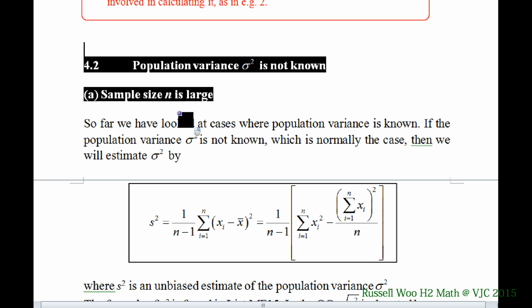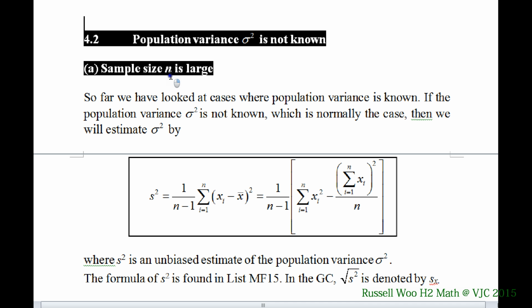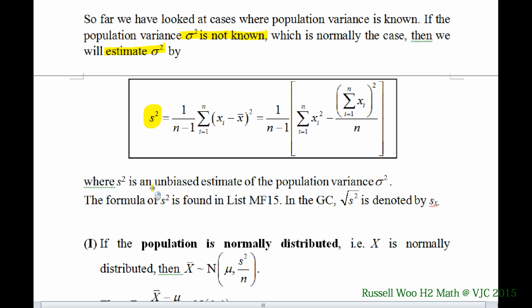So now, look here. If it is unknown, we can estimate sigma squared using our friend, the unbiased estimate. That's all. Because n is large, it's a very good estimate. Follow? Then we're not scared, we just follow the same thing.